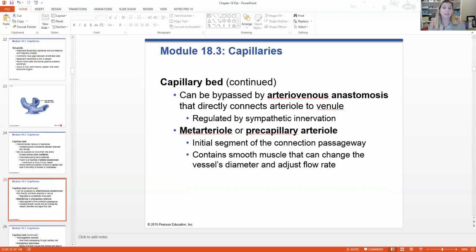The capillary bed can also be bypassed, an arteriovenous anastomosis. This is where the arteriole is directly connected to the venule. In other words, no exchange can take place. This can be controlled through our nervous system. Sympathetic innervation can block off a capillary bed and redirect the blood somewhere else.